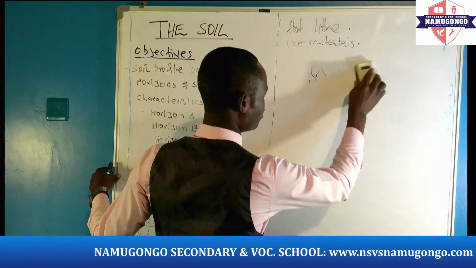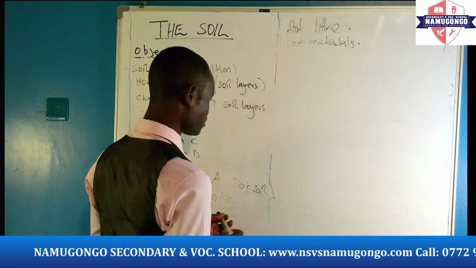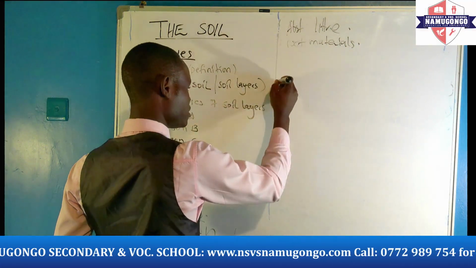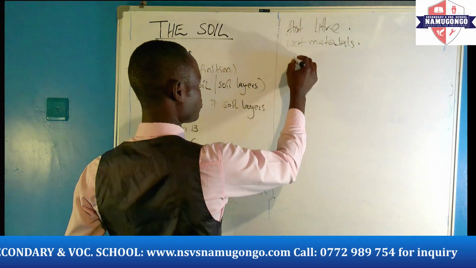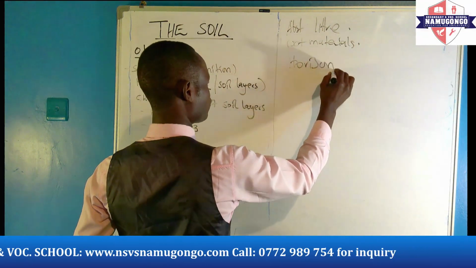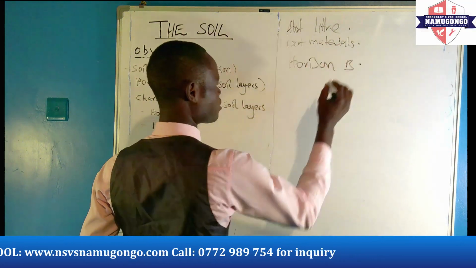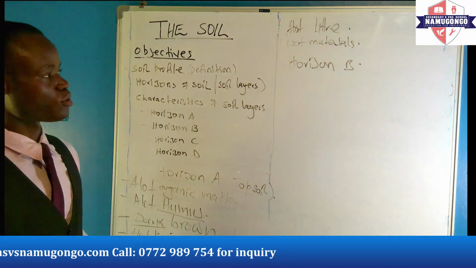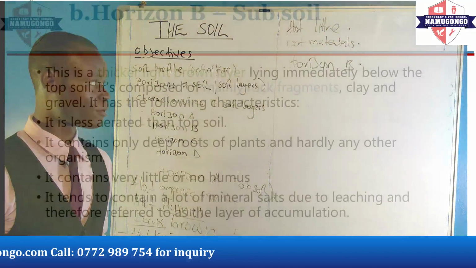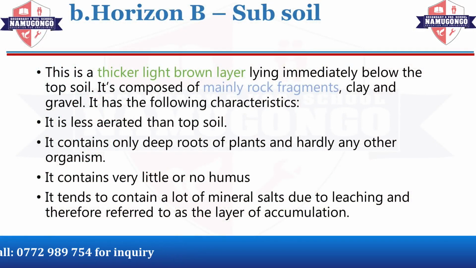So let us look at horizon B. What are its characteristics? We've looked at horizon A, which is the topsoil. Let's also look at horizon B. What is horizon B made of? Horizon B is also known as the subsoil.